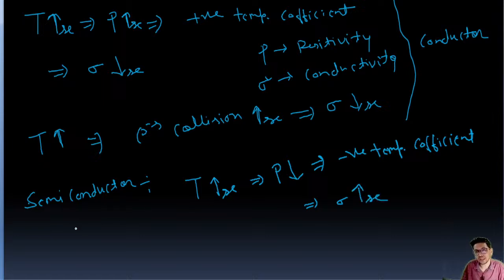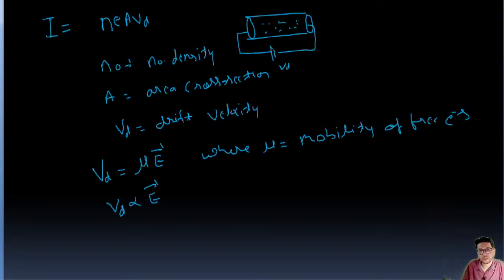So in a semiconductor, it's opposite, guys, opposite of a conductor. If you increase the temperature, resistivity is going to decrease, and that means the conductivity of the semiconductor will increase. Also, this is an important formula, guys. We'll solve questions. These formulas are important.